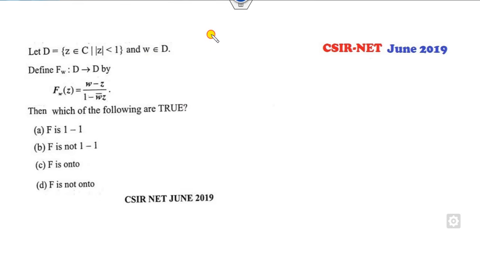Okay, look at this one. Capital D is the mapping from the open unit disk to the open unit disk. Capital D to capital D. This is the mapping of F W. And it's an open unit disk. So it's the inside portion and it is also the inside portion. Now look at that. Which of the following? First of all, it's a bilinear transformation, and every bilinear transformation is 1-1. So this option is cancelled.